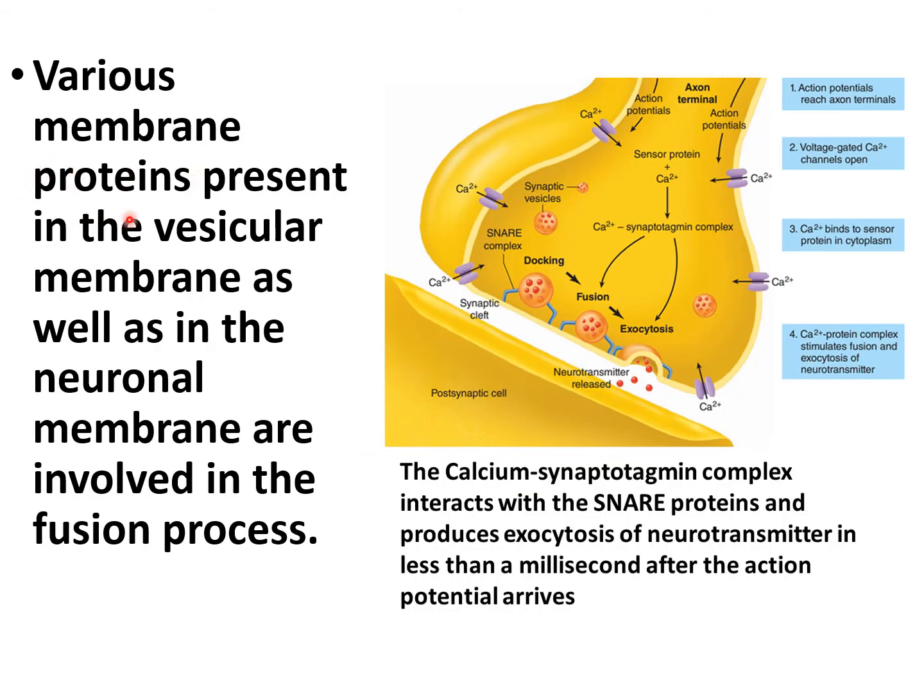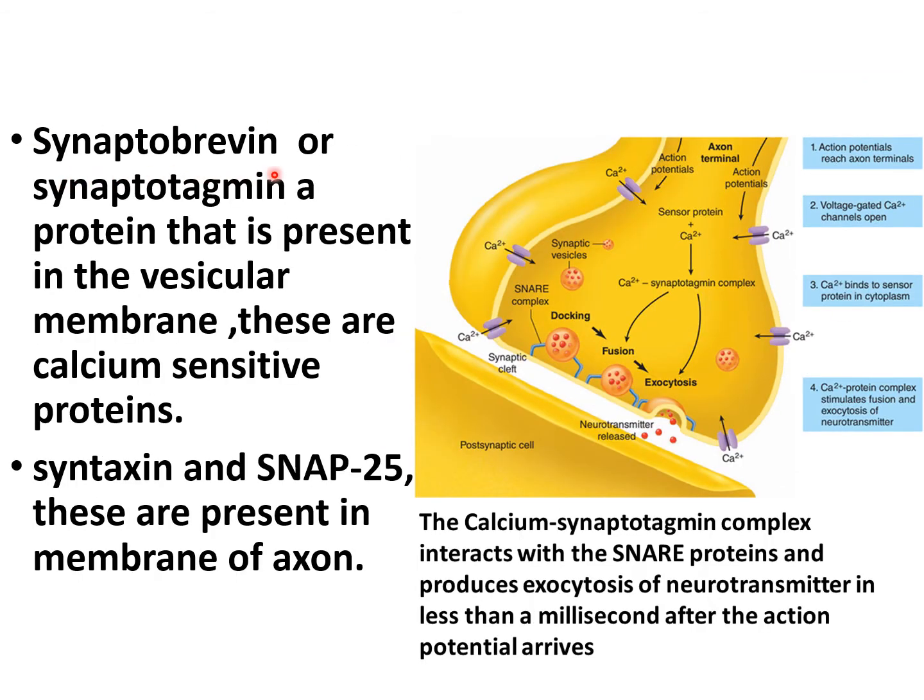Various membrane proteins are present in the vesicular membrane as well as in the neuronal membrane that are involved in the process of fusion. The action potential reaches the axon terminal, then the voltage gated calcium channels open. Now synaptobrevin and synaptotagmin are proteins present in the vesicular membrane, on the membranes of the vesicles, and these proteins are calcium sensitive. Now there is another membrane, the axonal membrane, where syntaxin and SNAP25 proteins are present.